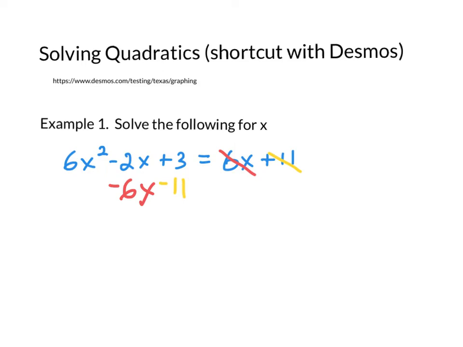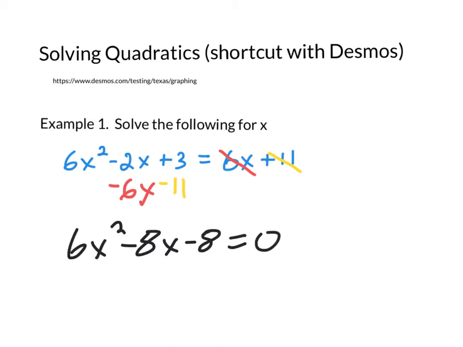Now I have my like terms lined up so I can just combine them. So it's going to be 6x squared minus 8x minus 8, and set that equal to 0, okay? So now that we've done the hard part of getting it into standard form, now I want to show you how we can do this with Desmos.